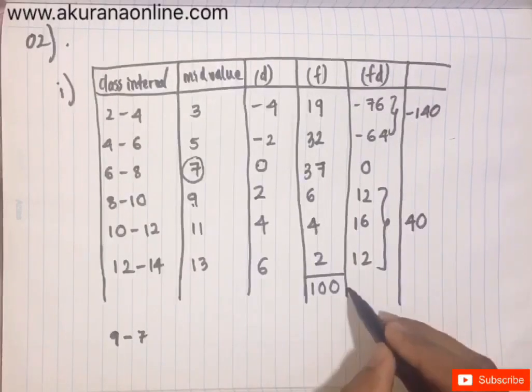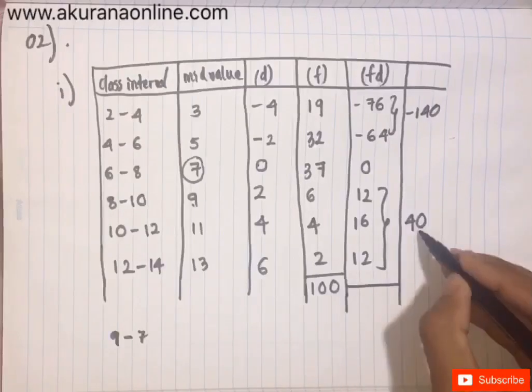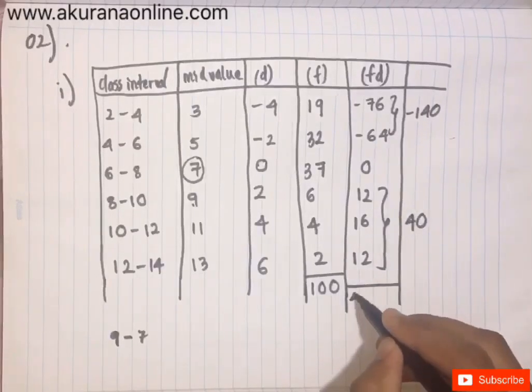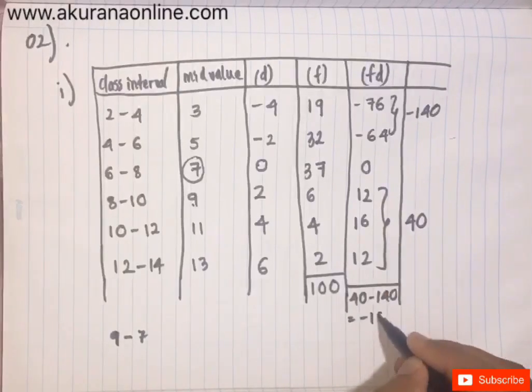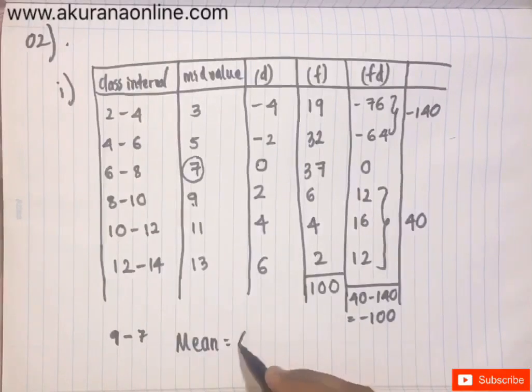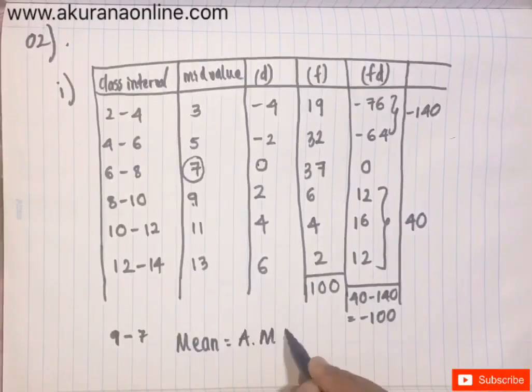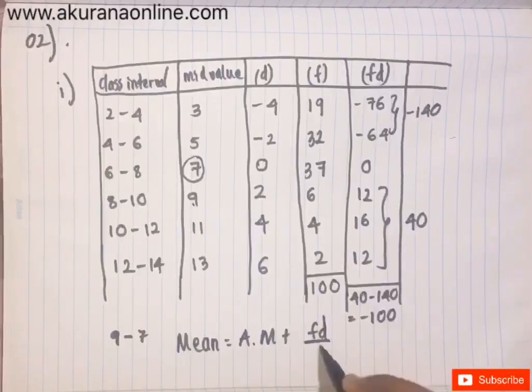Okay, now you have to find the total of FD. What is the total? You have 40 minus 140. That is equal to minus 100. Okay, now you have to find the mean. In order to find the mean, the actual mean is the assumed mean plus you have to divide FD by F.